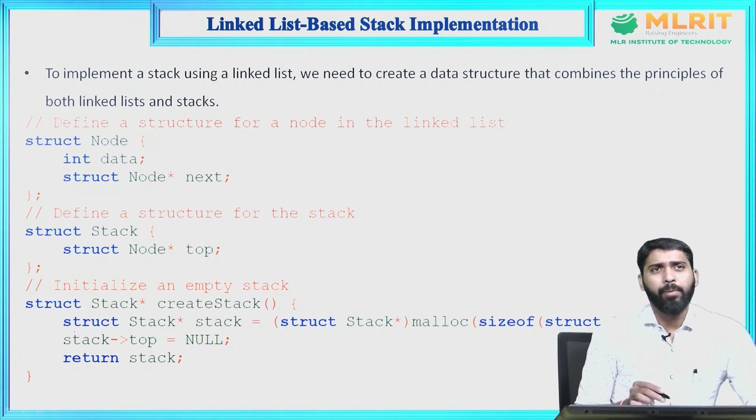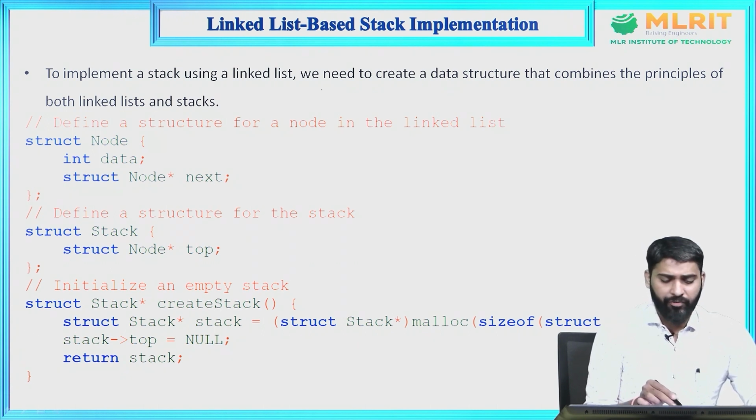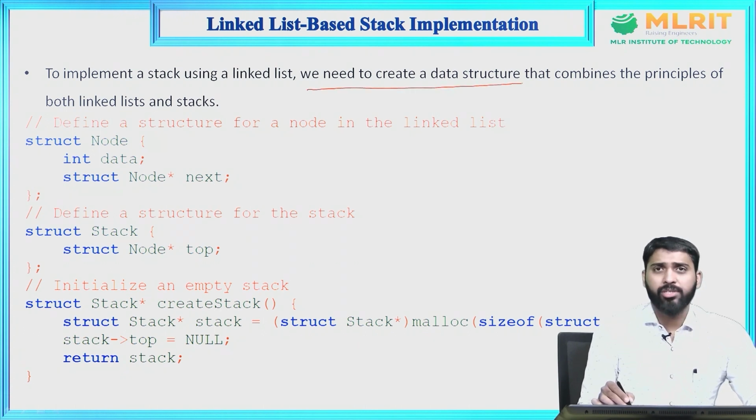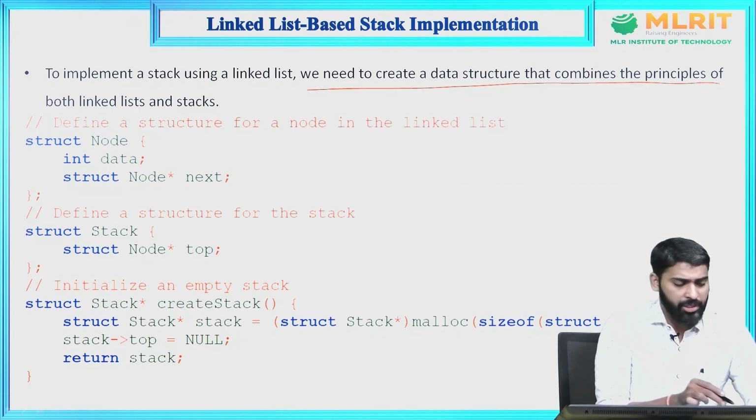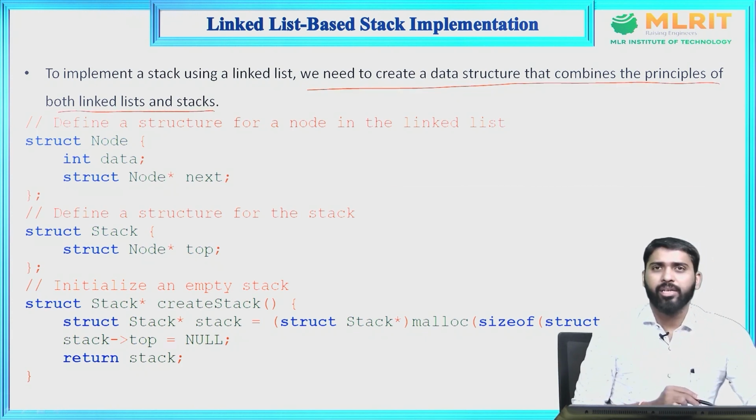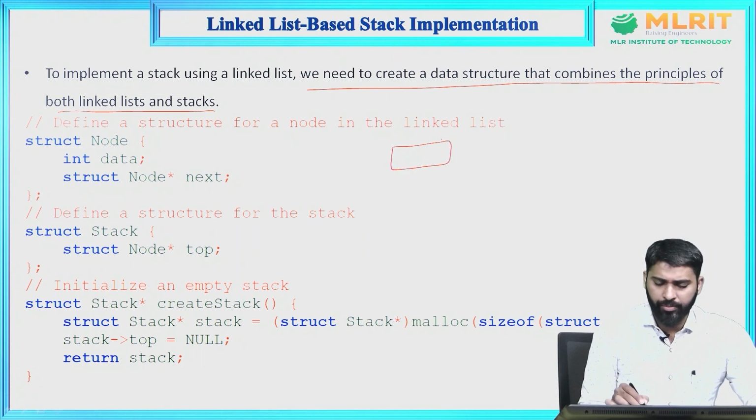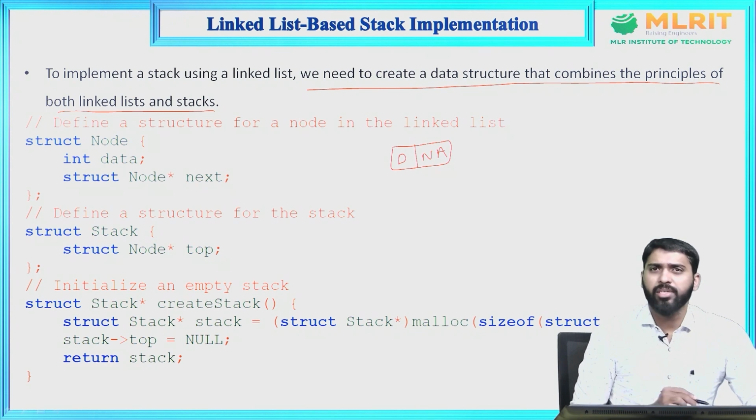To implement a stack using linked list, we need to create a data structure that combines the principles of both linked list and stack. What are the principles of linked list and stack? The principle of linked list is that elements are organized in the form of nodes. One part we use to store data, and the second part we use to represent the next node address. Okay, this is the principle of single linked list.